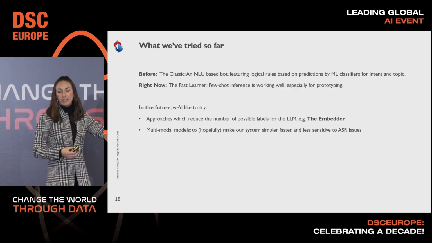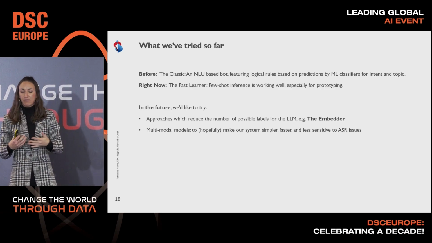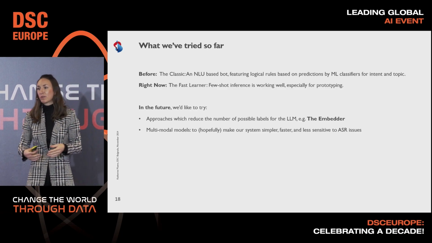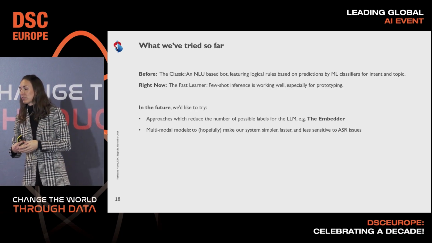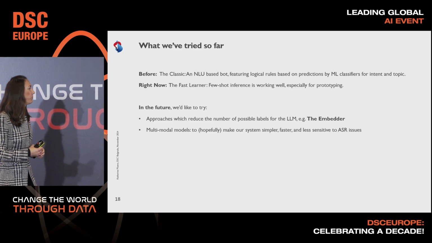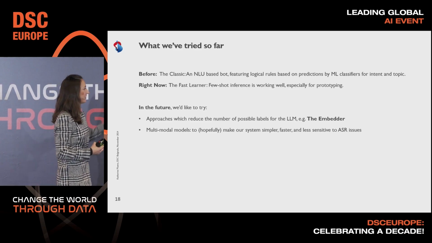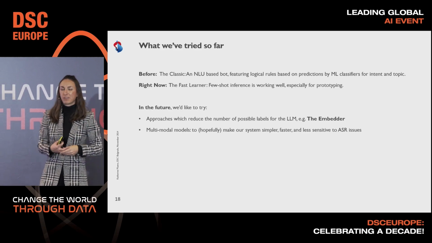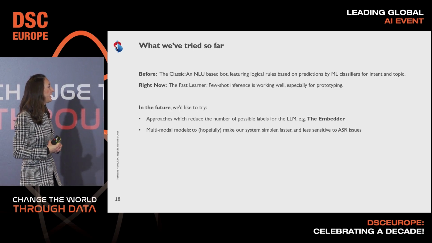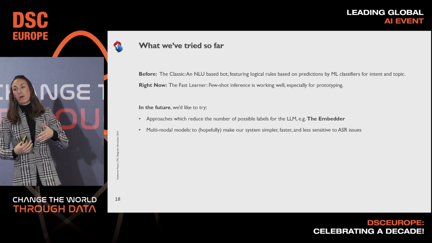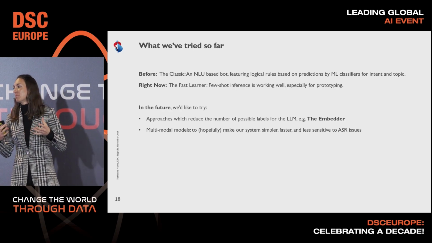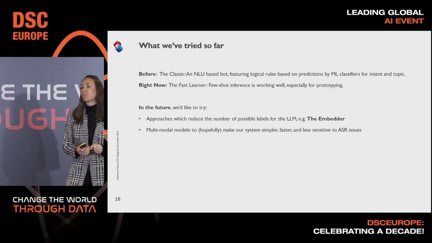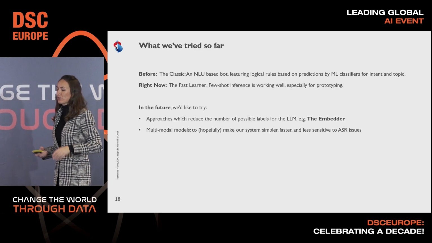But we know what's coming ahead. We know that we're going to probably eventually need approaches that reduce the number of possible labels. So we could use this embedding approach where we embed the descriptions and labels and retrieve only the most similar ones to the utterance. And we'd also like to try multimodal models. So this is not one of the architectures I talked about because it's not really a classification approach per se, but we're wondering whether these big models are going to be better able to handle the transcription step than the current system, which uses a separate commercially available speech transcription service.